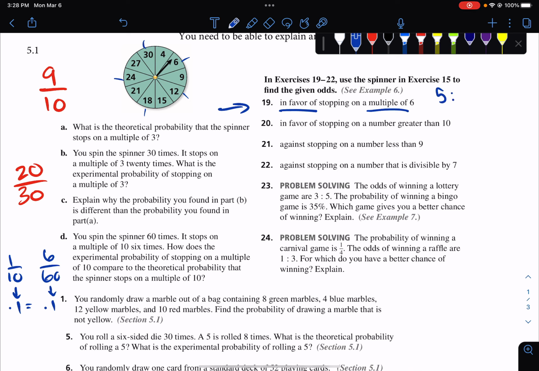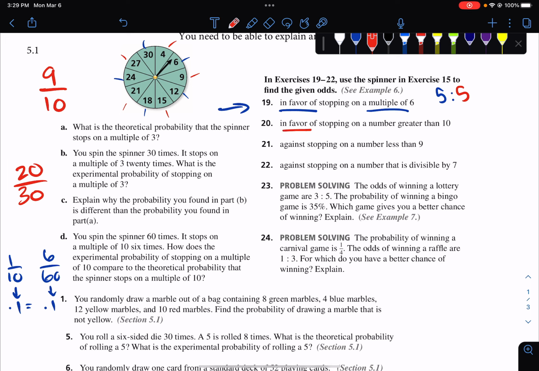And then I don't put the total. That's not correct. What goes after the colon is how many are not multiples of 6. So that would be this one, this one, this one, this one, and this one. So it would be 5 colon 5. The odds in favor are 5 to 5 is the way that you say that, okay?